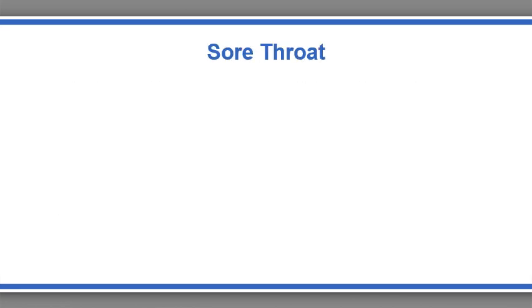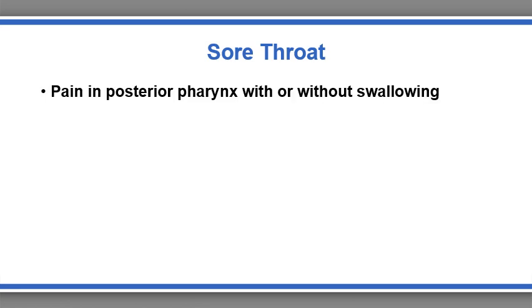Okay, so turning to sore throat, which is a very common symptom when you're looking at a lot of your upper respiratory infections. When we're talking about sore throat, we're talking about what we call, in medical terms, tonsillopharyngitis, where essentially you're getting pain in the posterior pharynx, or posterior part of the throat, with or without swallowing. The respiratory viruses are the most common cause. So you're looking at your rhinovirus, adenovirus; influenza can also cause a sore throat.